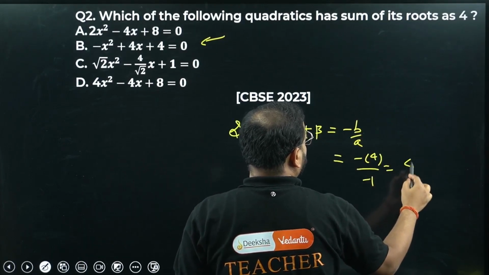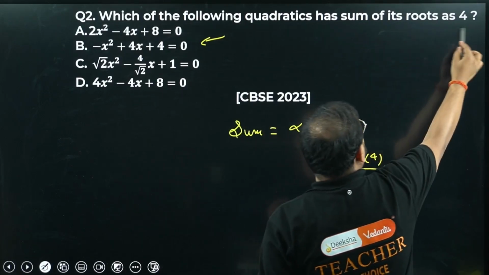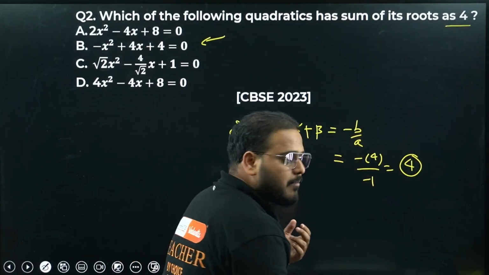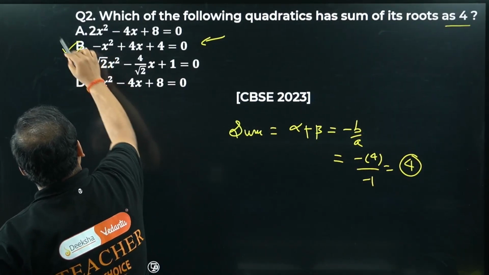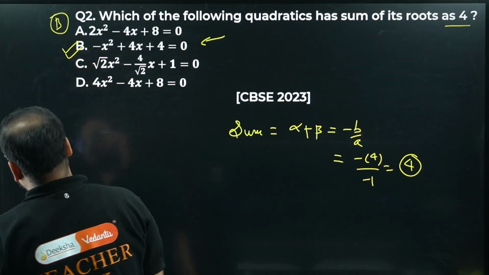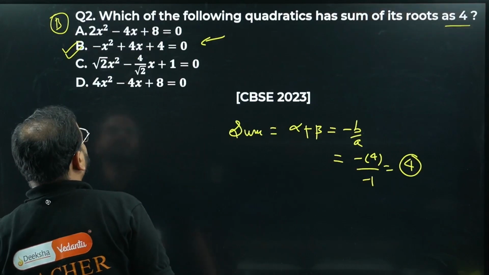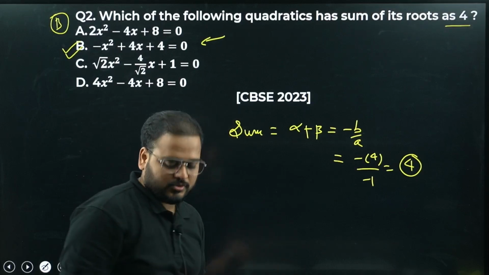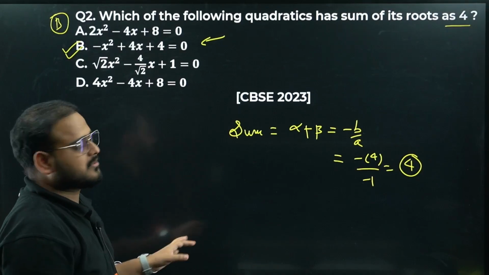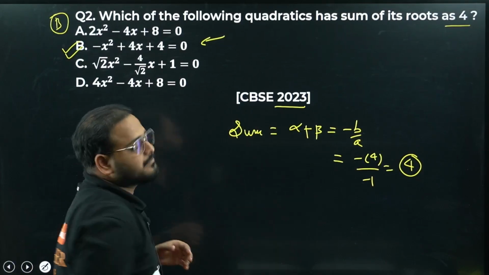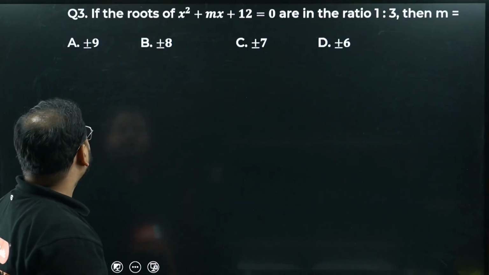How much is the answer? 4. And they have given the sum as 4. It means equation b satisfies the condition. So answer is what? Answer is b. Shall we move on? Yes, a simple question asked in 2023. Moving on, question number 3.